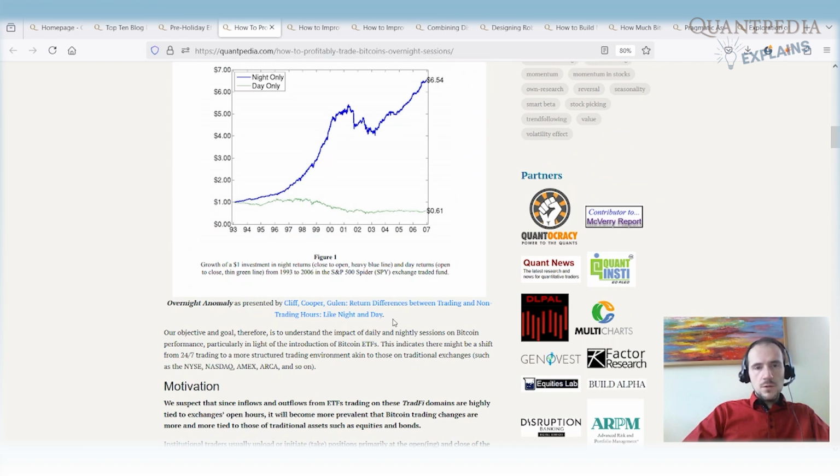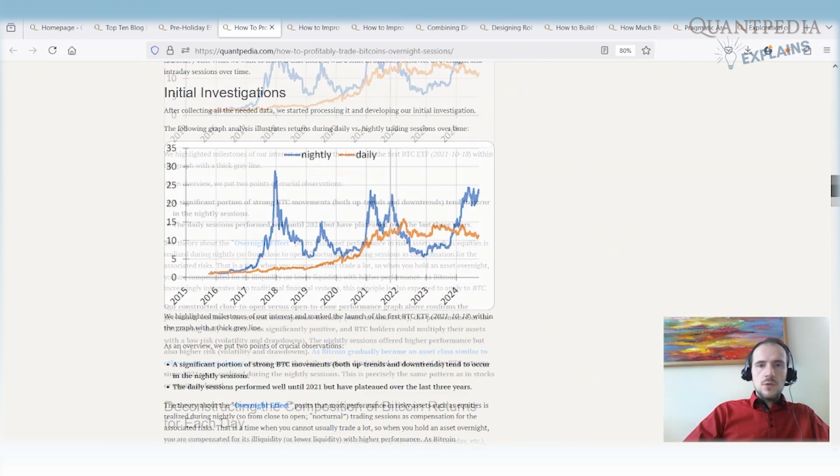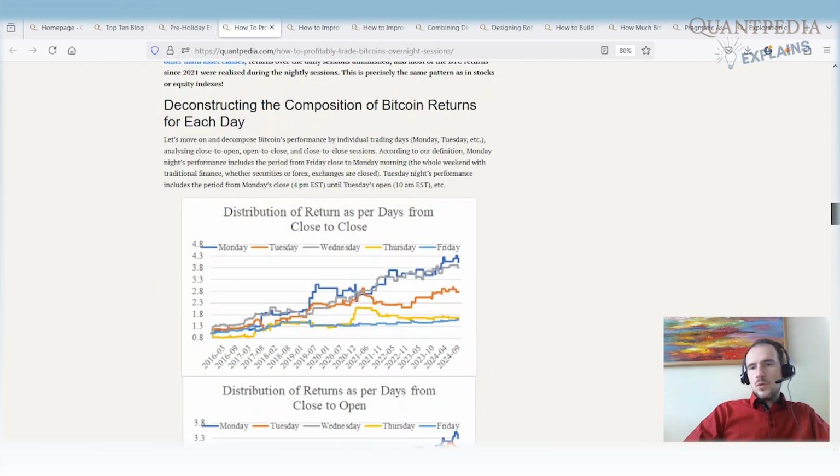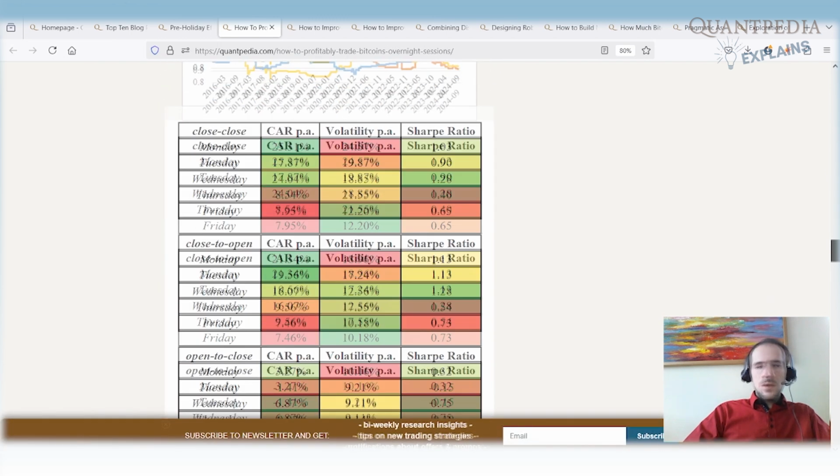So we split Bitcoin trading into those two sessions, and we realized that in the Bitcoin there is some significant drift in overnight sessions, the same drift as in equities. So in equities you have a drift during the overnight sessions, and in the Bitcoin you also have drift during the overnight session. Most of the performance is during that overnight session, and you can gain more money if you trade just the overnight session, and the whole article is about that.